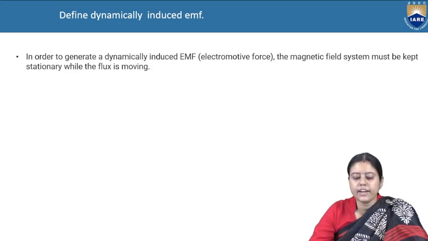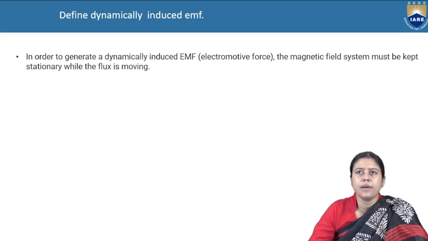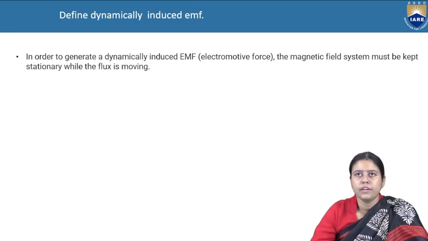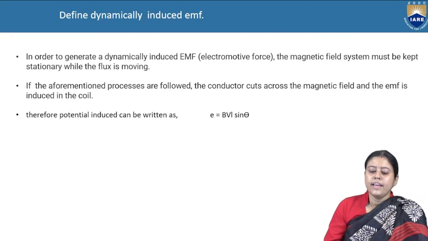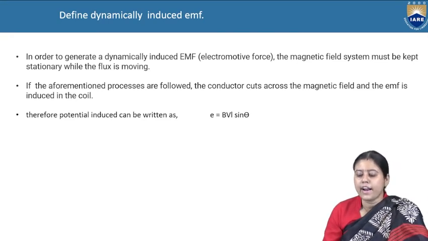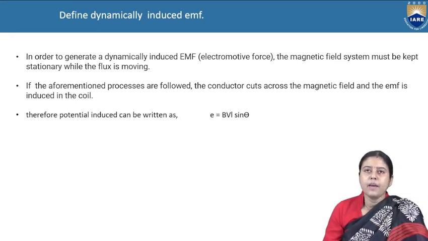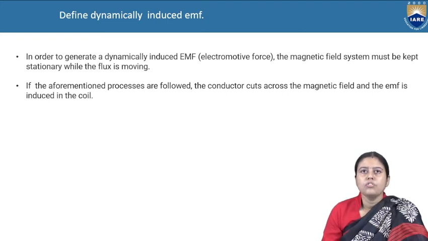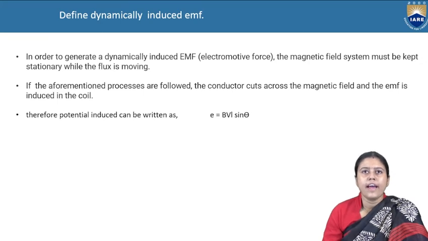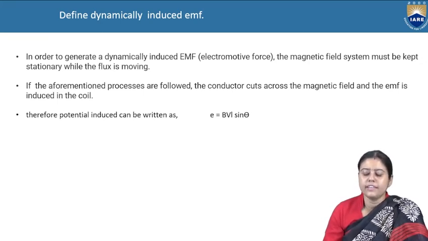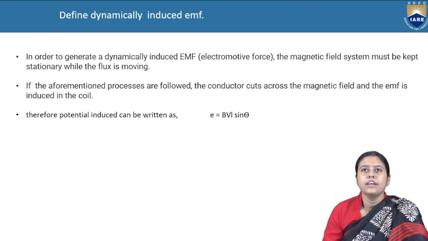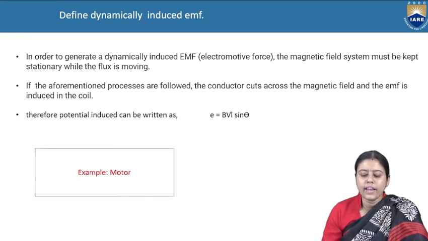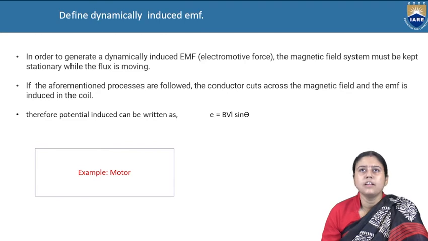In order to generate a dynamically induced EMF, the magnetic field must be kept stationary and the flux is moving. So we can tell in the process the conductor cuts the magnetic field and EMF is induced in the coil. So in this case, we can write the electric potential E is equal to BLV sin theta. What is the example? Example is motor.